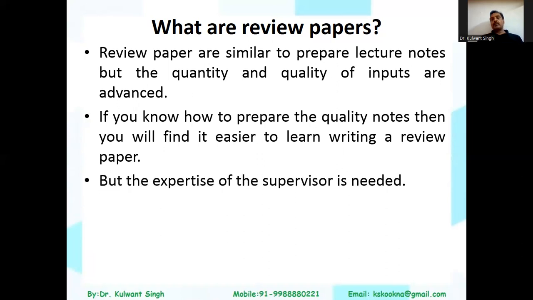When we are writing a review paper, expert supervision from your supervisor or your mentor is important, because a review paper can be written only when we are expert in that particular research domain. So at the initial stage, for beginners, it is important to take advice and inputs from the supervisors.